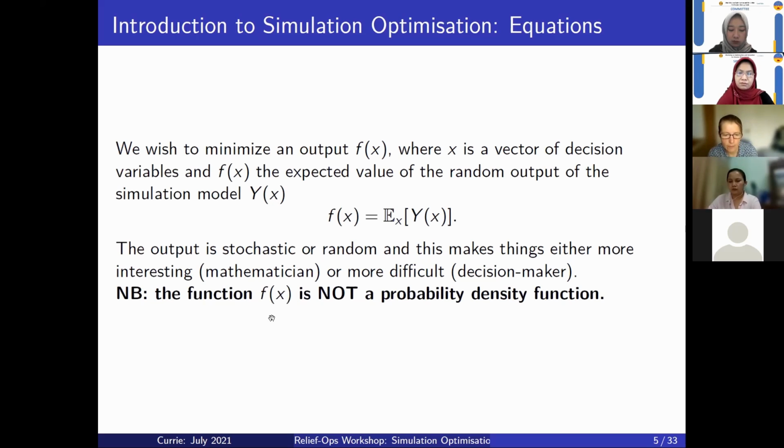So this, just to highlight, f of x is often used to denote a probability density function in statistics. That's not what this is in this case. This is just a function, which is the expected value of a random variable.